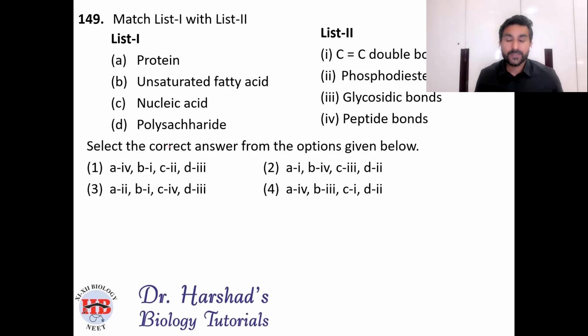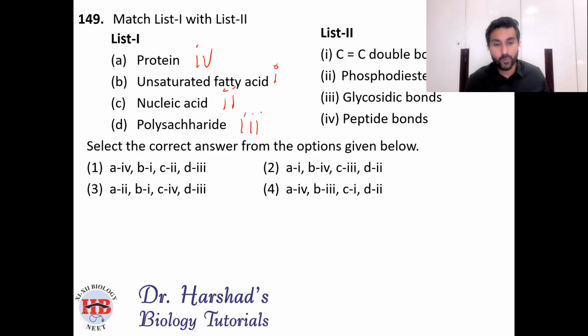Match list 1 with list 2. This is the question about bonds. Proteins show peptide bonds, so A would be 4. Unsaturated fatty acids do have double bonds, and so B would be 1. Nucleic acids show phosphodiester bonds, that is C2. And polysaccharides are monosaccharides held by glycosidic bonds, so D would be 3. So A4, B1, C2, D3. That's option number 1.